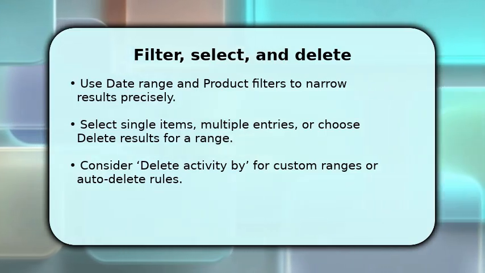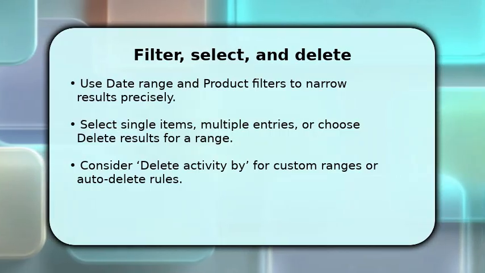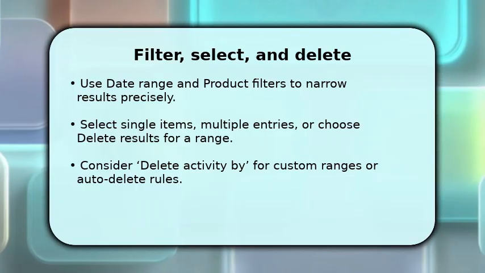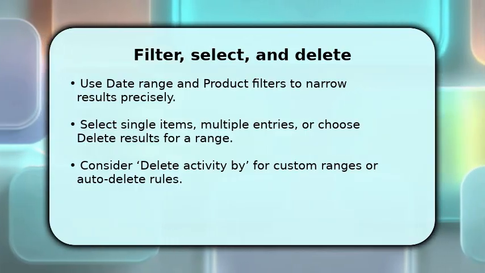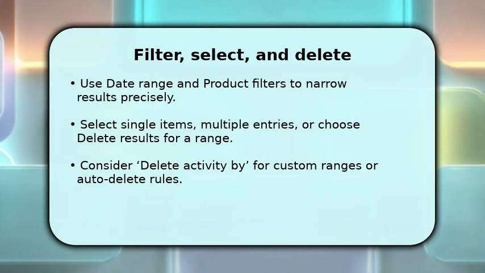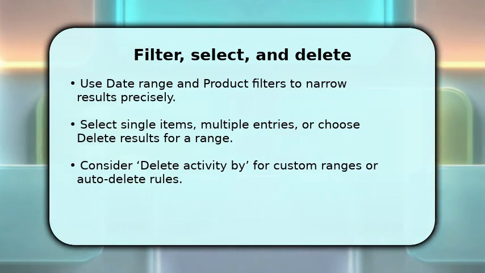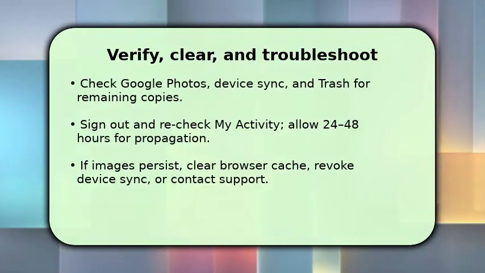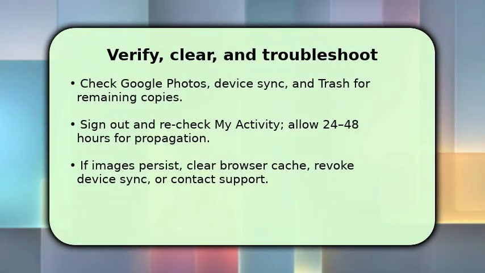clear a whole period. Make use of the delete activity by option to set custom ranges or enable auto-delete, 3 months, 18 months, 36 months, so future image activity is removed automatically. This reduces manual upkeep. After deletion, verify by reloading My Activity and checking Google Photos and any sync devices.